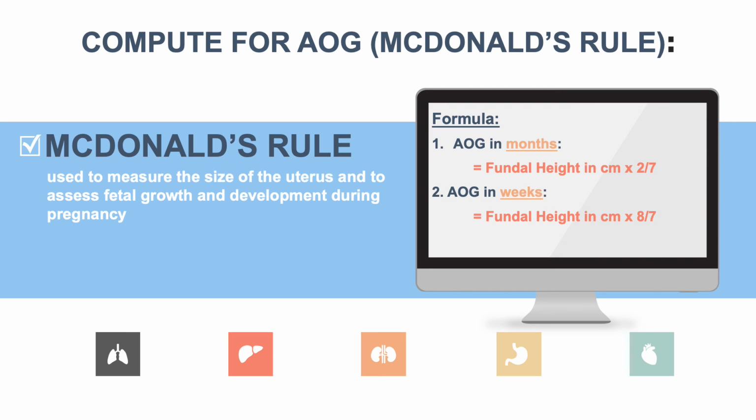So for finding the AOG in months, or the age of gestation in months, we utilize the formula of fundal height in centimeters, multiplying it by 2, then dividing it by 7. For finding the age of gestation in weeks, we again utilize the fundal height in centimeters, but this time multiplying it by 8, then also dividing it by 7.